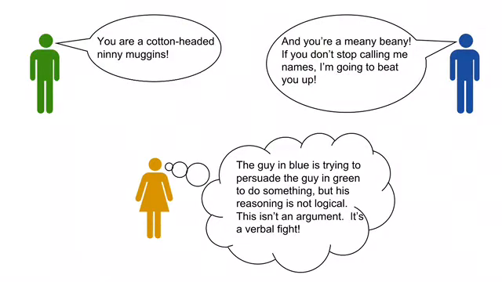And here we've got our little logic friends that pop up, and the green guy says, "You are a cotton-headed ninnymuggins." And the guy in blue says, "And you're a meanie beanie. If you don't stop calling me names, I'm going to beat you up." And the girl in gold is thinking, well, the guy in blue is trying to persuade the guy in green to do something, but his reasoning is not logical. This isn't an argument. It's a verbal fight, right? That's something altogether different from what we're talking about in this video.